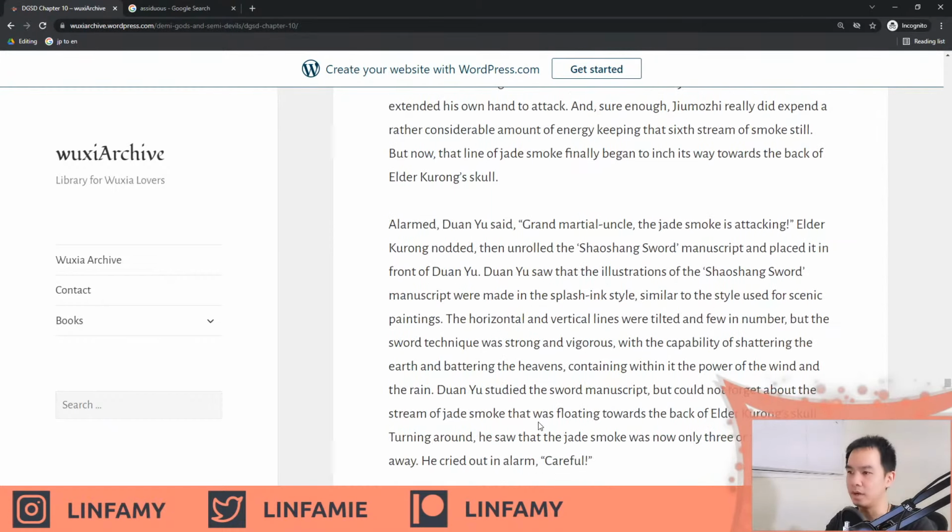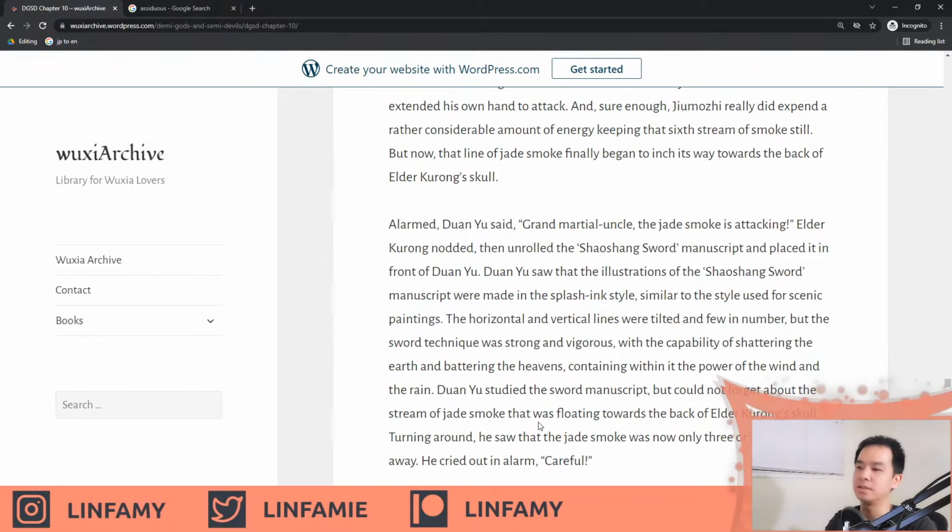Alarmed, Duan Yu said, "Grand Marshal Uncle, the jade smoke is attacking." Elder Ku Rong nodded, then unrolled the Shaoshang sword manuscript and placed it in front of Duan Yu. Duan Yu saw that the illustrations of the Shaoshang sword manuscript were made in the splash ink style, similar to the style used for scenic paintings.